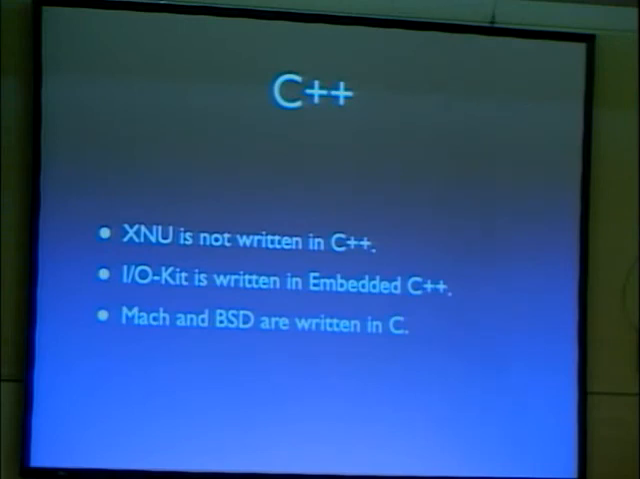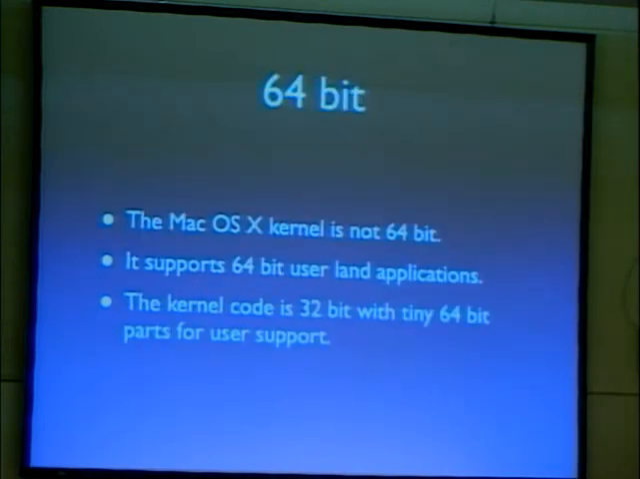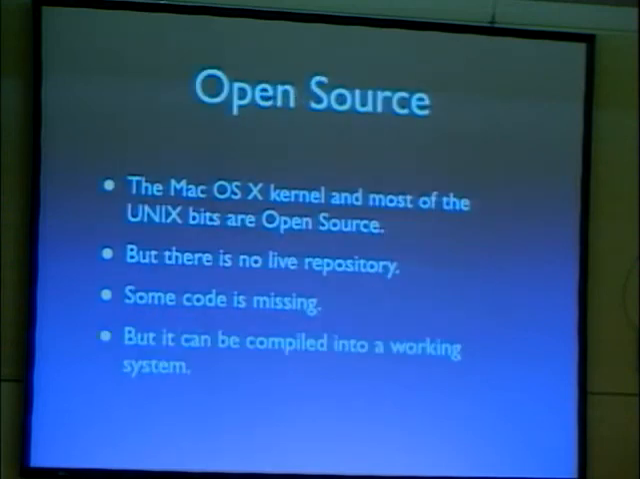XNU is not written in C++. The I/O Kit is written in embedded C++. Mach and BSD are written in C. The macOS 10 kernel is not 64-bit. It supports 64-bit userland applications. The kernel code is 32-bit with tiny 64-bit parts for user support. The macOS 10 kernel and most of the Unix bits are open source, but there is no live repository. Some code is missing, but it can be compiled into a working system.